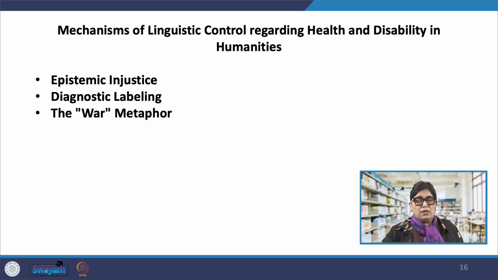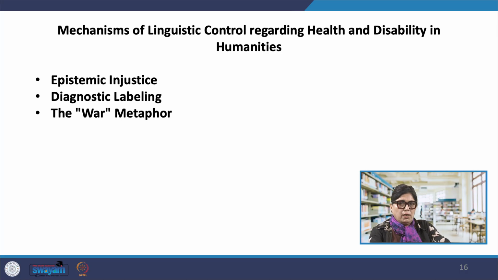Coming to the mechanisms of linguistic control regarding health and disability in humanities, the first point is epistemic injustice. This occurs when a patient's subjective testimony regarding their own body is dismissed or undervalued by healthcare providers because it lacks objective biomedical phrasing. It directly silences marginalized groups, chronic pain sufferers, and neurodivergent individuals.